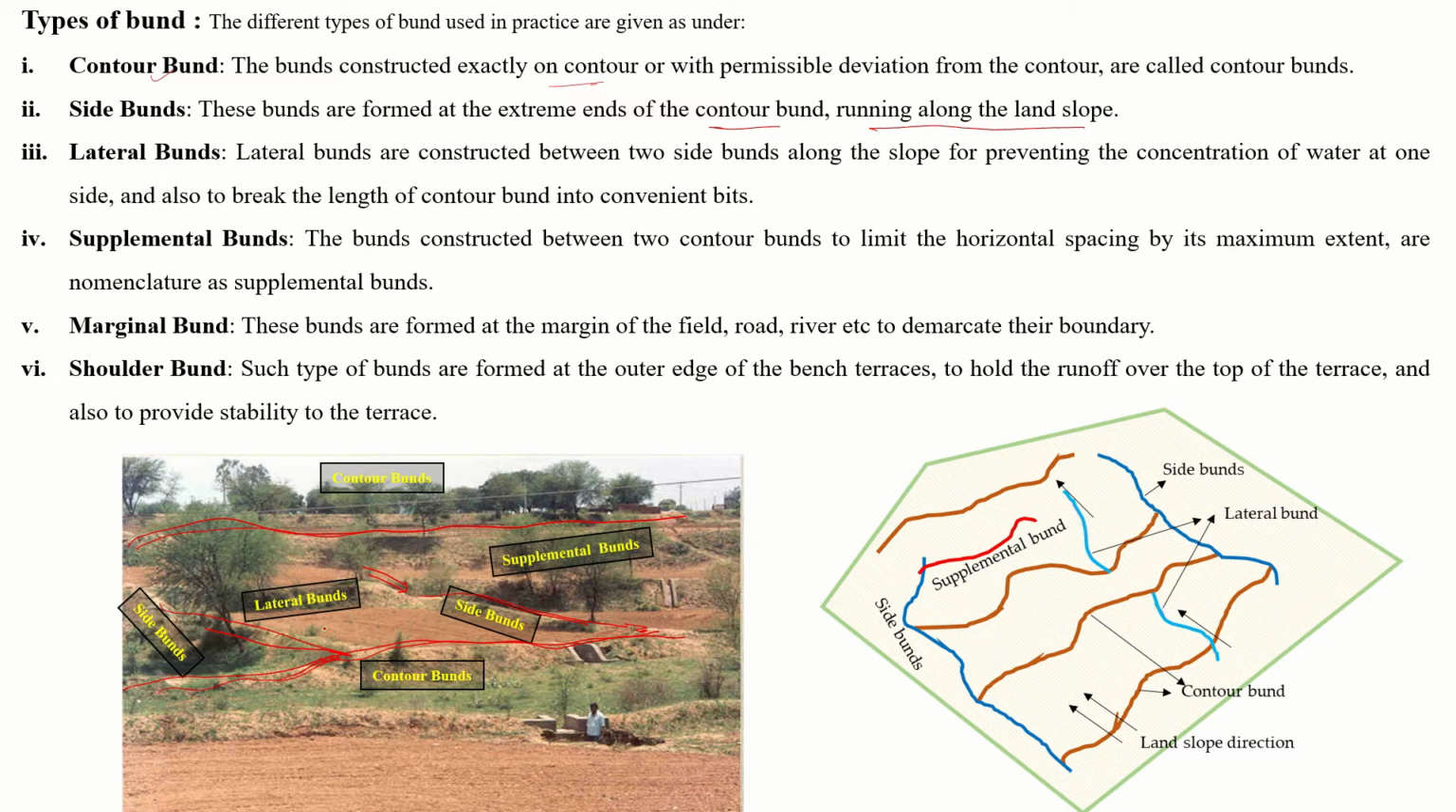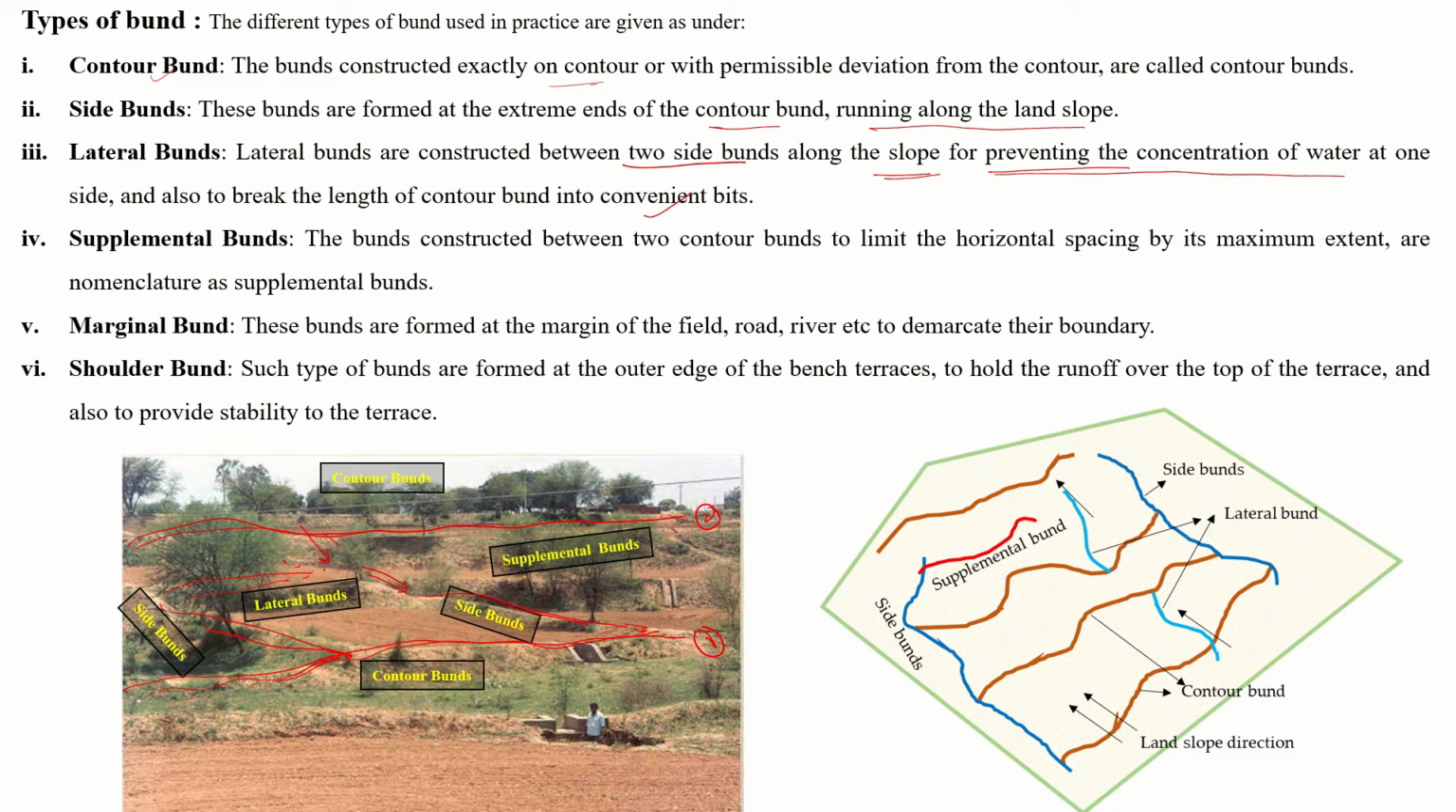The bunds constructed between two side bunds are called lateral bunds. These lateral bunds are constructed between two side bunds along the slope, for preventing the concentration of water. When the water moves in this way, the bunds reduce or stop the water flowing downward. That is, they prevent the concentration of water at one side. They also break the length of the contour bund into convenient bits, as we discussed just now.